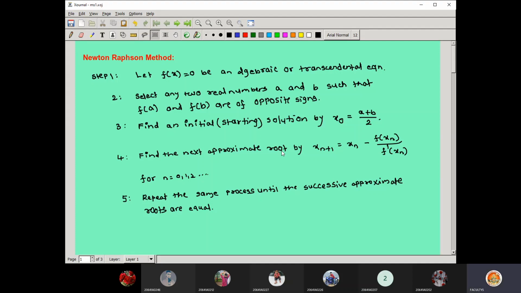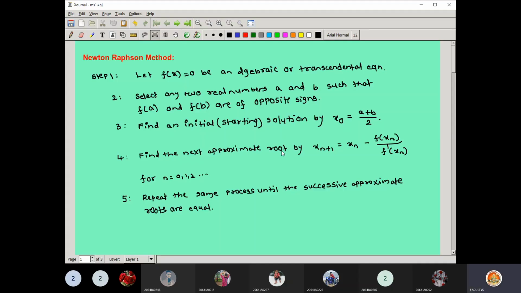So let us enter into the last method in finding the solution of algebraic and transcendental equations. It is given by the mathematicians Newton and Raphson, so it is called the Newton-Raphson method. Before entering into the problems, first I give you the procedure, and later on we enter into our problems.